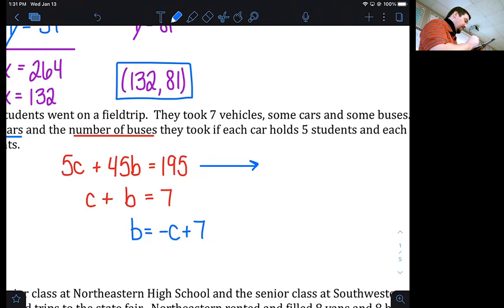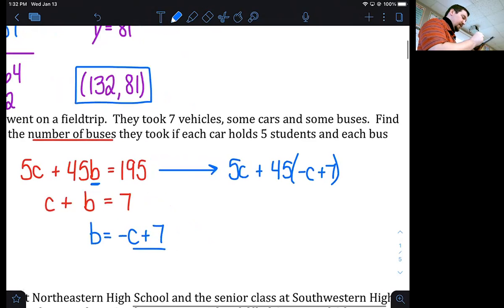So then I just plug negative C plus 7 in for this B right here. 5C plus 45 times the quantity negative C plus 7 equals 195. Then I go to distribute.